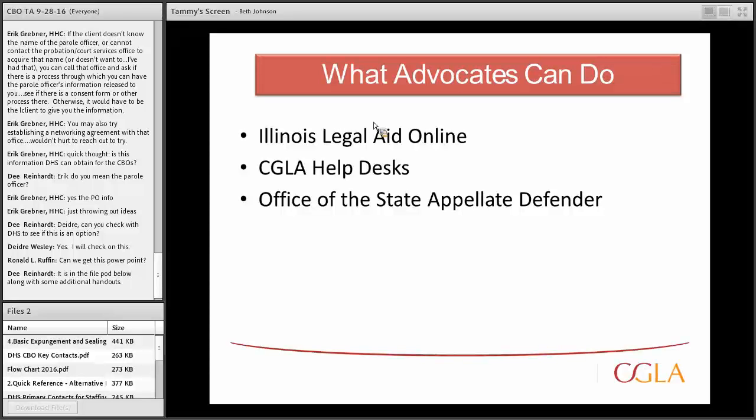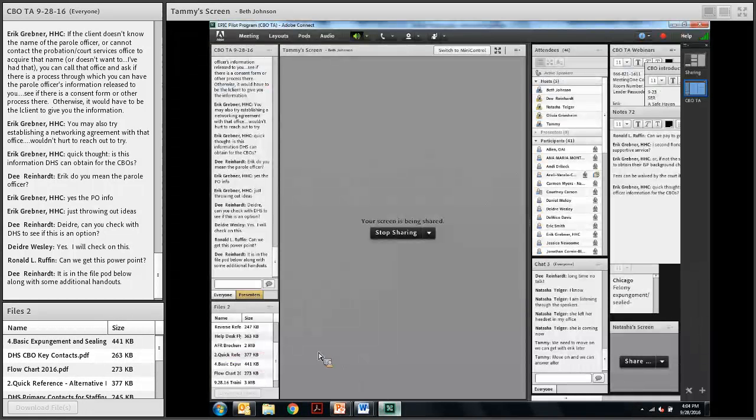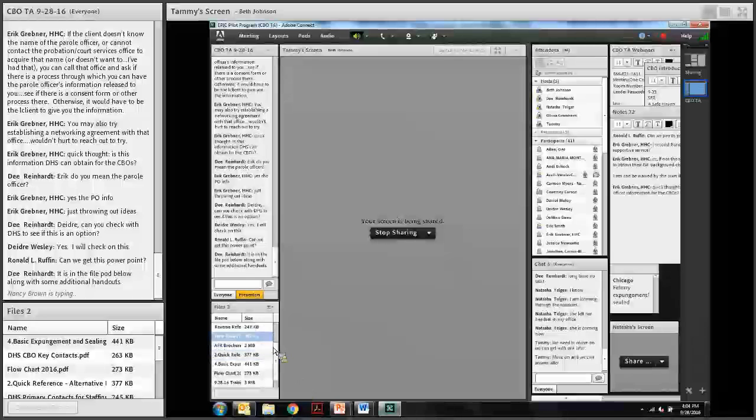I do want you to just very briefly explain which files in the file pod below are part of this. So I believe there's a help desk flyer. Help desk flyer, yep. How do I make this bigger? The AFR brochure, that's Alternative Forms of Relief. I can't open it up from here, can I? No. Oh, that's a download. But it will open up into another file. But everybody can. Anyone can do that.